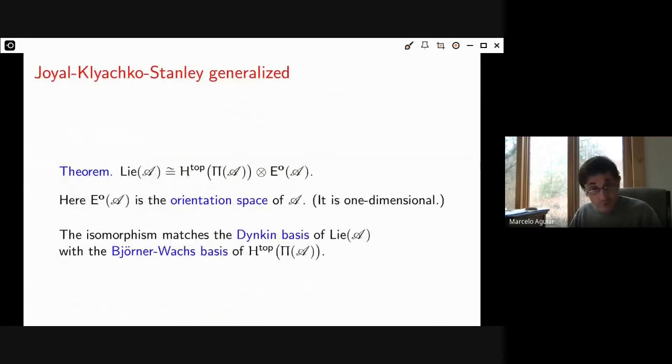The theorem that I chose to start from, the Joyal, Klyachko, Stanley theorem, holds for all arrangements. If you take the homology of the lattice of flats, for the braid arrangement, the lattice of flats is the partition lattice, and you tensor with a certain one-dimensional space that I don't want to describe, well, you get a space that is isomorphic to Lie of A that we defined. And this isomorphism is natural in A. So when you specialize to the braid arrangement, you get an isomorphism of representations of the symmetric group. Okay, so I should stop here. So thanks a lot for your attention.